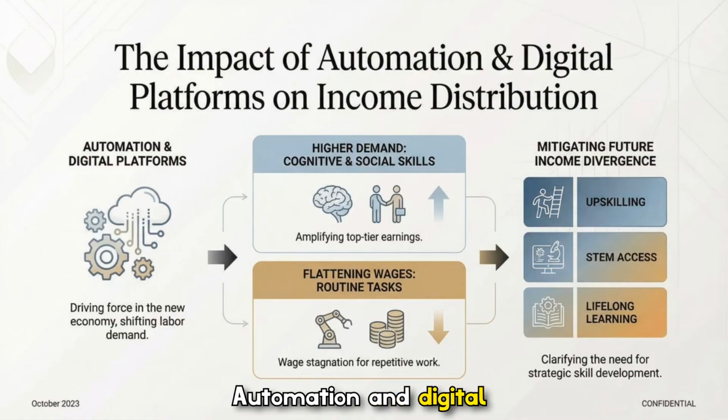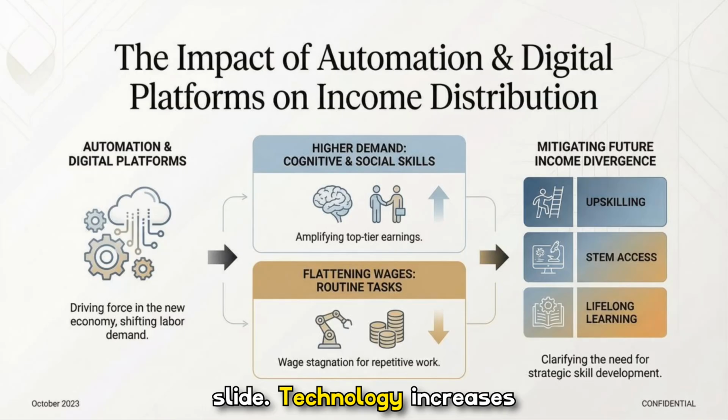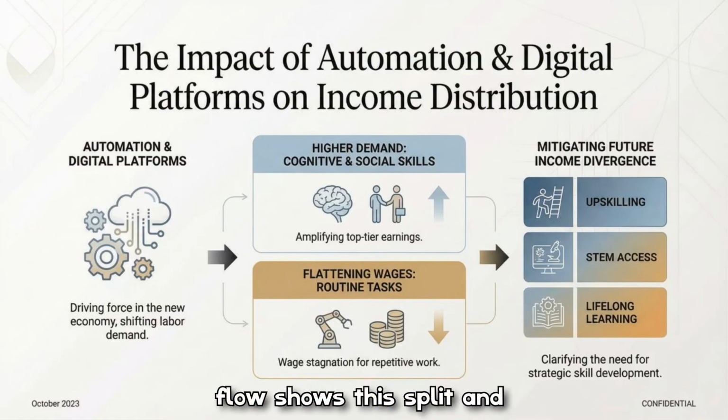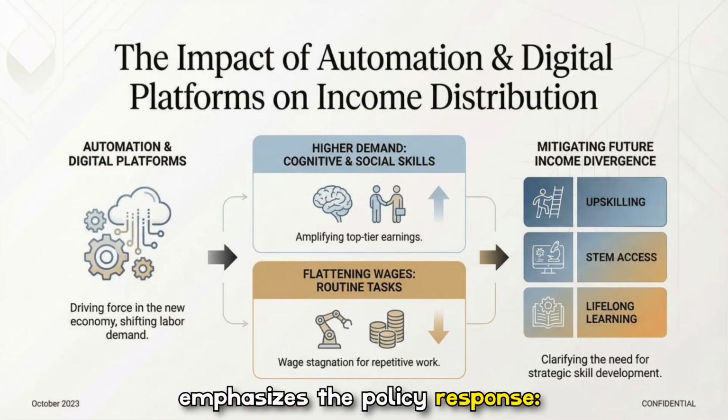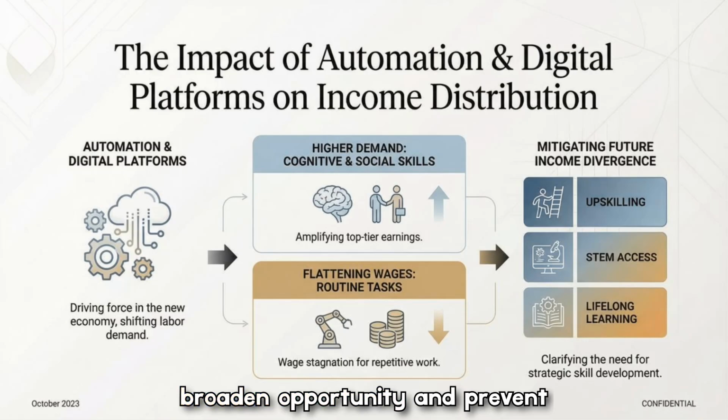Automation and digital platforms are reshaping labor demand, a fact captured on this slide. Technology increases demand for cognitive and social skills, which boosts top-tier earnings, while routine tasks face wage flattening. The visual flow shows this split and emphasizes the policy response: strategic upskilling, better STEM access, and lifelong learning to broaden opportunity and prevent future income divergence.